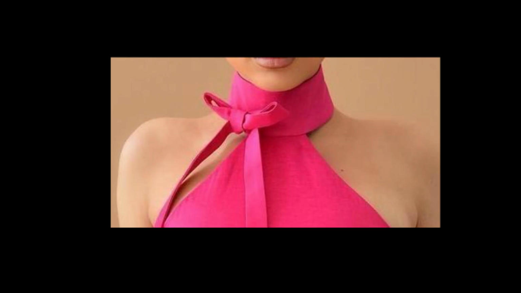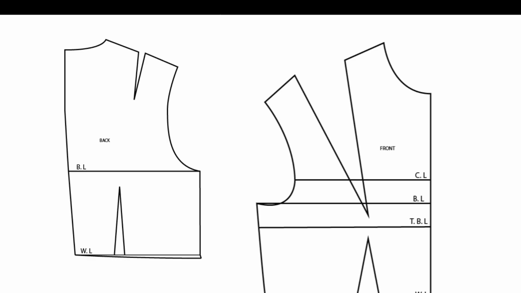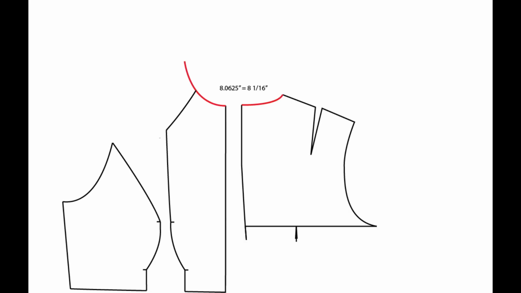And then next we are going to draft the long Mandarin collar. To draft the Mandarin collar we are going to need the measurement of the front neck curve and also the back neck curve. If for some reason you didn't leave the lines that I left here, you can go back to the original back and front pattern just like this one. Just make sure that you measure the front neck curve and also the back neck curve and write down those measurements. The total for my front and back neck curve was 8 and 1/16 inches.